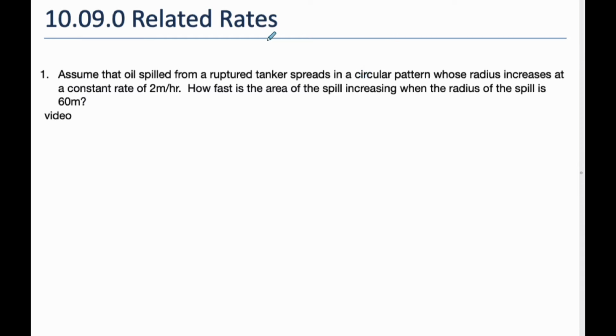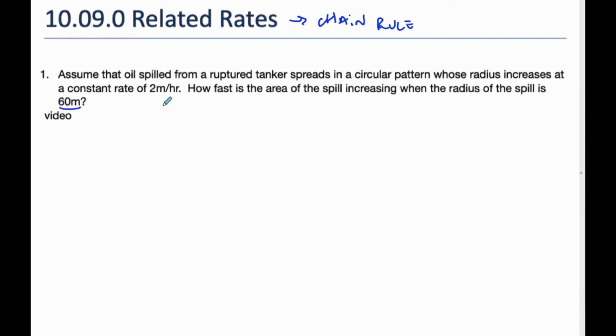Alright, so everyone, today we're going to talk about this topic called related rates. And related rates deals a lot with the chain rule and using it in clever ways. So consider this scenario here. Assume that the oil spilled from a ruptured tanker spreads in a circular pattern whose radius increases at a constant rate of 2 meters per hour. How fast is the area of the spill increasing when the radius of the spill is 60 meters?